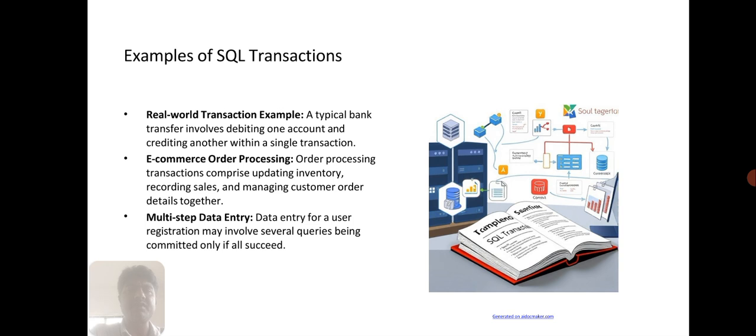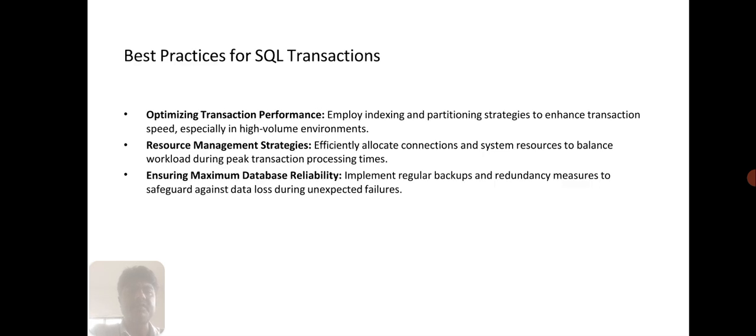In SQL transactions, real-world examples include a typical banking transfer system, where crediting and debiting are handled in a single transaction. E-commerce order processing means updating inventory, recording sales and managing customer order details together. Multi-step data entry, like user registration, may involve several queries committed only if all of them succeed. Best practices cover transaction performance and resource management strategies, ensuring maximum database reliability.